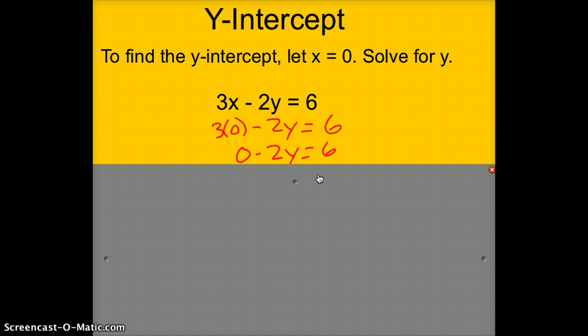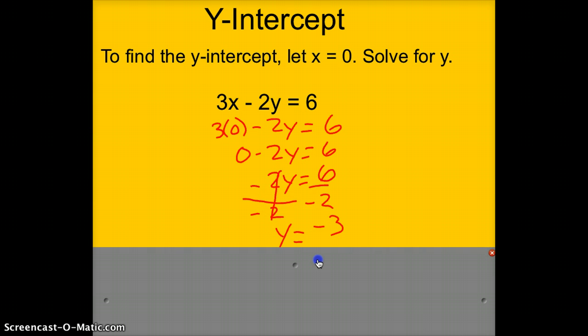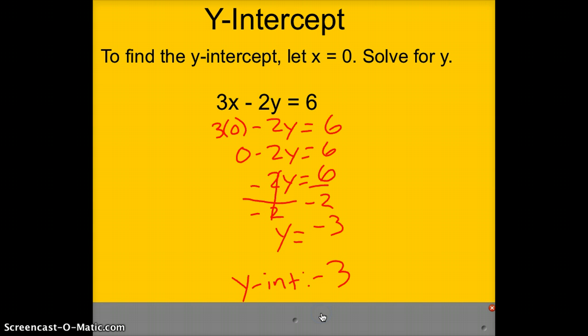3 times 0 is 0, so we have 0 minus 2y equals 6, which is really negative 2y equals 6. If we want to get y by itself, we have to divide by negative 2 on both sides, and we get that y equals negative 3. So our y-intercept is negative 3. This will be the point (0, -3) on our graph.